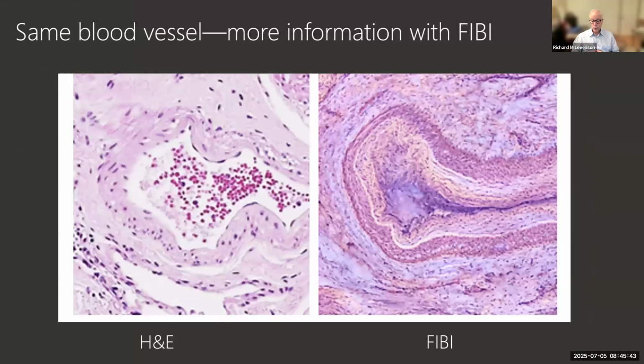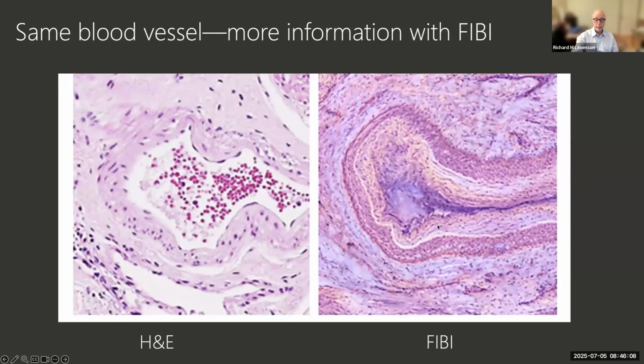And there's also, as I mentioned before, lots of colors. I showed you the lots of colors in Muse, but there are also lots of colors in FIBI because we're combining absorbance and fluorescence at the same time. And so we're comparing the same blood vessel. Here is the slide made of that blood vessel, H&E. It's pink. And here's the same blood vessel before making the slide. And so now you can look at the walls.